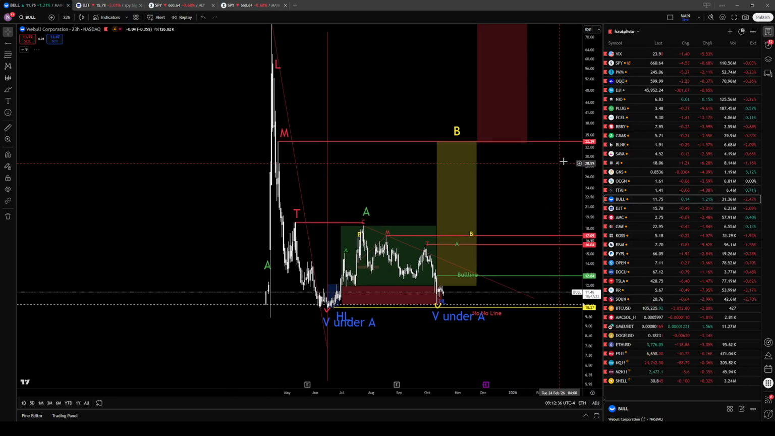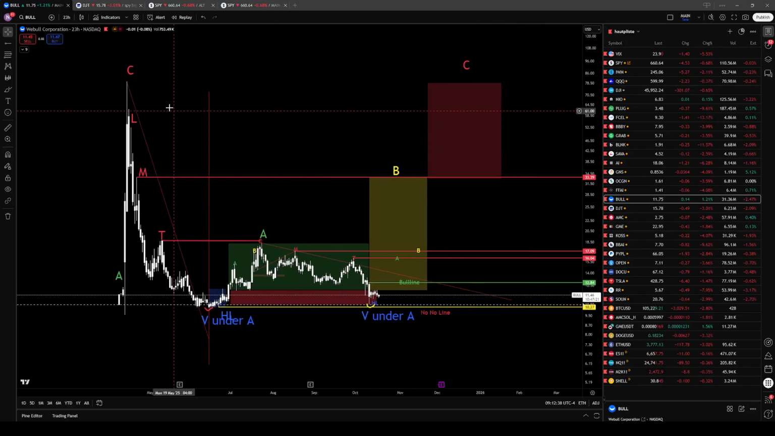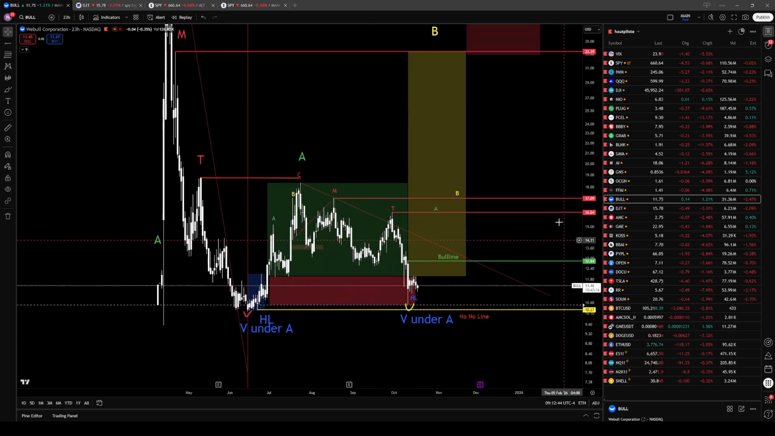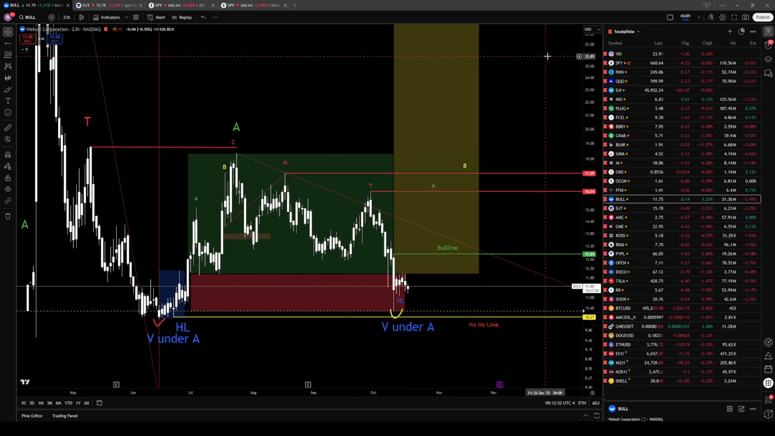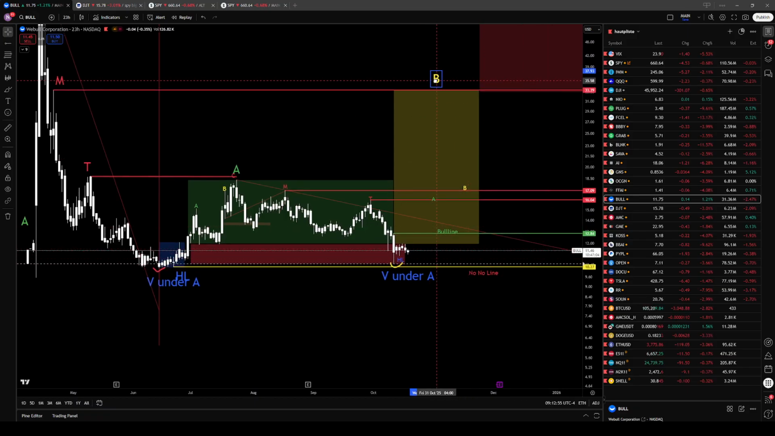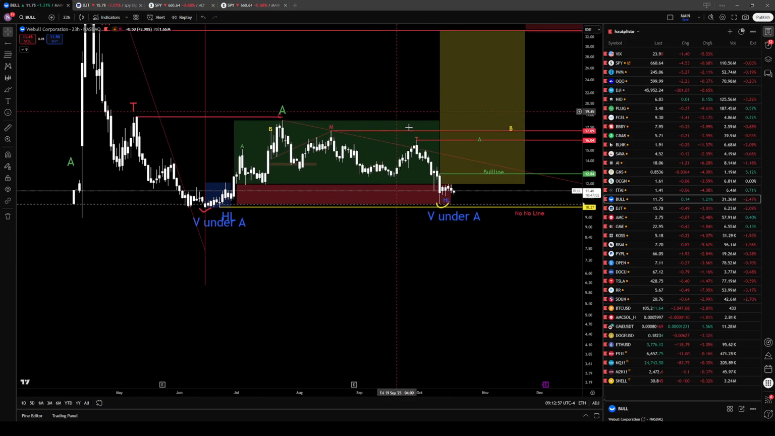Last thing, bull. You're coming from a C, lower high, midpoint T. Perfect V&A, higher low. And right now, we already did our A peak. A pullback should be finished. Our next target is our B peak at $33.